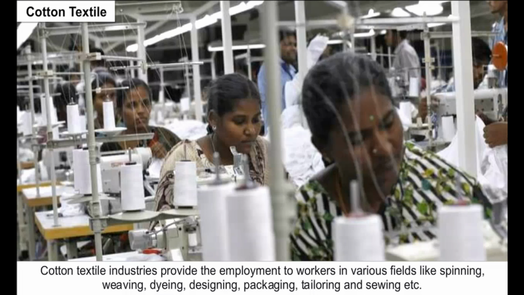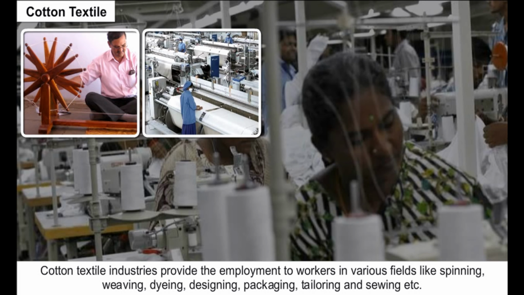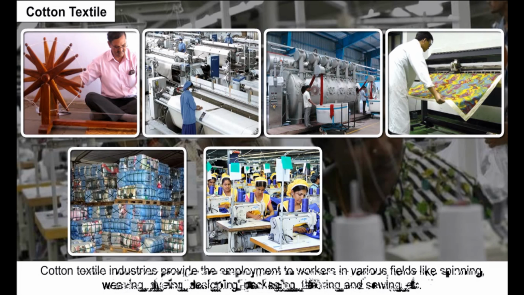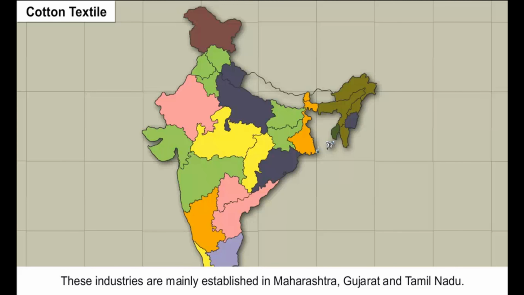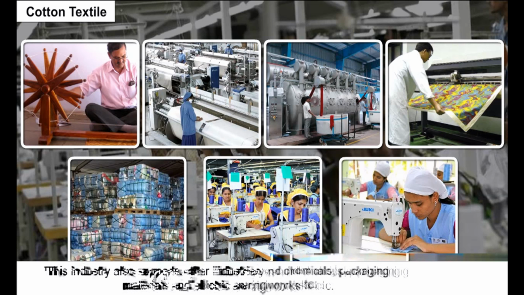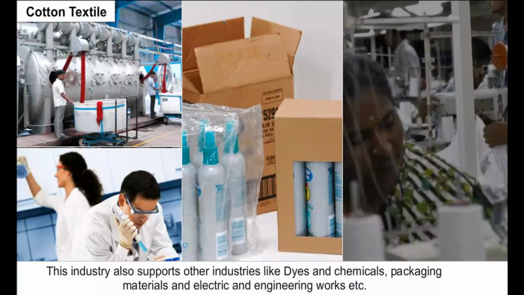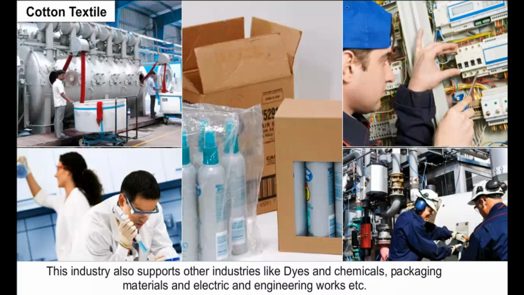Cotton textile industries provide employment to workers in various fields like spinning, weaving, dyeing, designing, packaging, tailoring, and sewing, etc. These industries are mainly established in Maharashtra, Gujarat, and Tamil Nadu. This industry also supports other industries like dyes and chemicals, packaging materials, and electric and engineering work, etc.